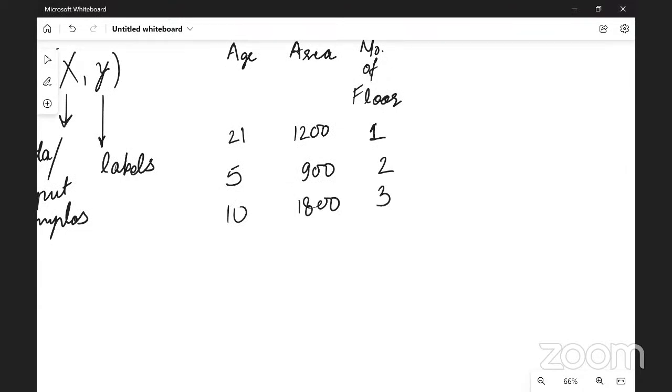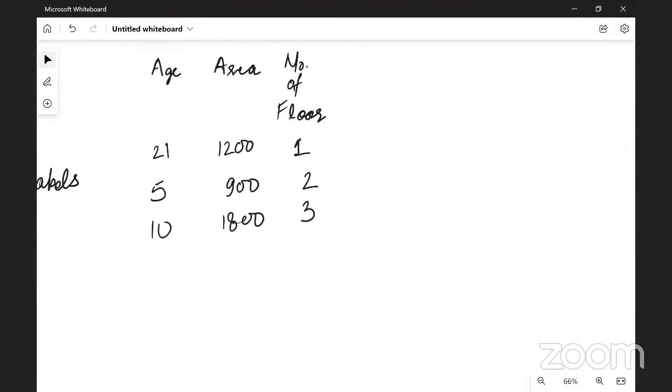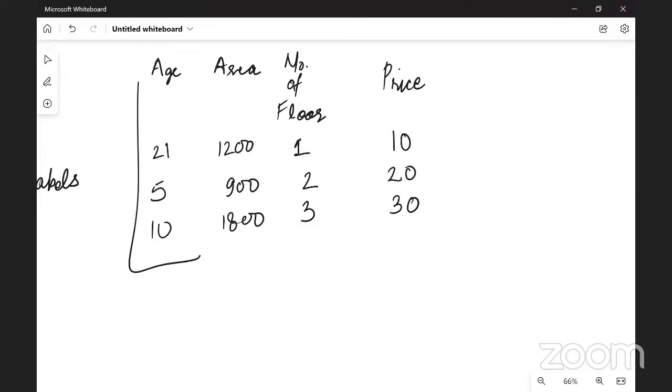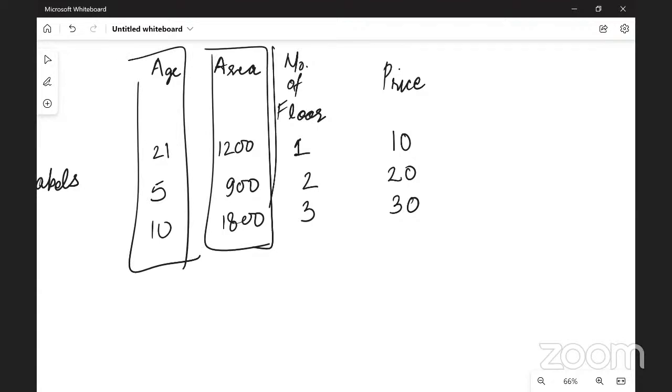Imagine something like that, and there are prices associated with it. So let's say this one is around 10 lakhs, this one is around 20 lakhs, and this one is 30 lakhs. So this becomes your label, and each of these columns will become features. Okay, is this clear?